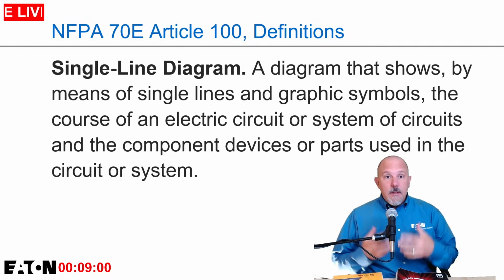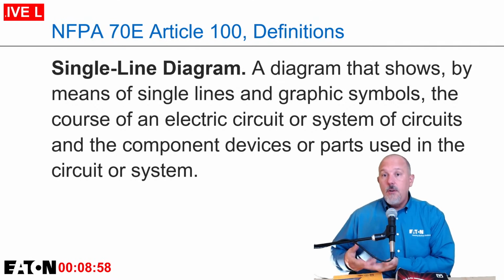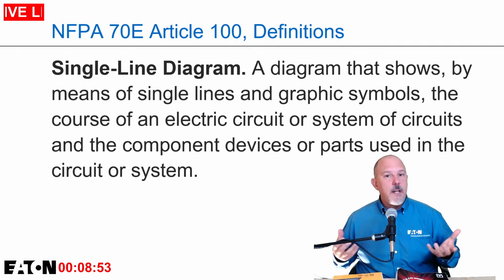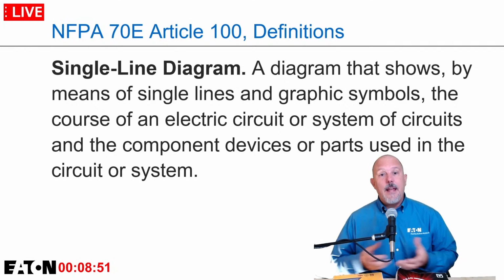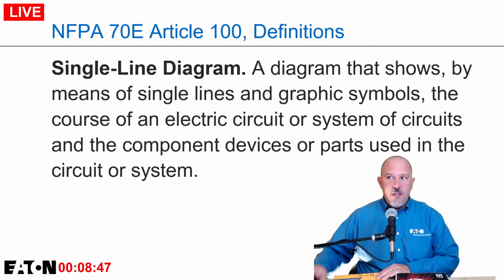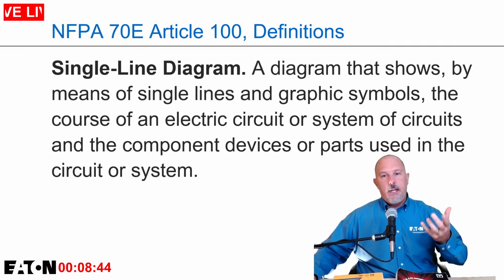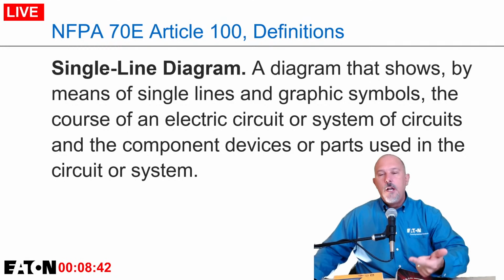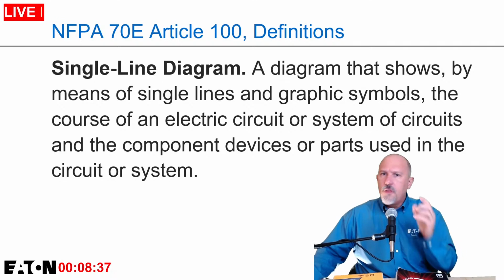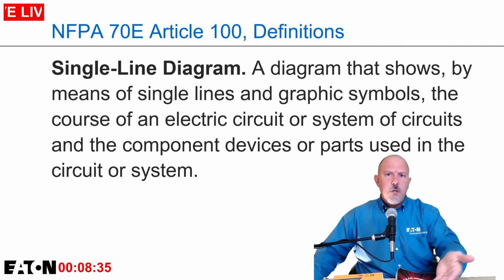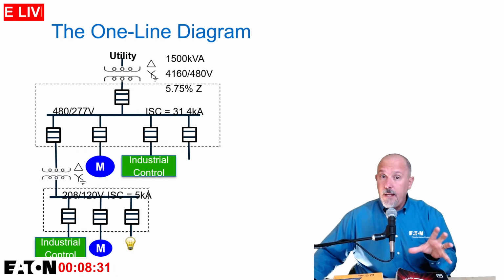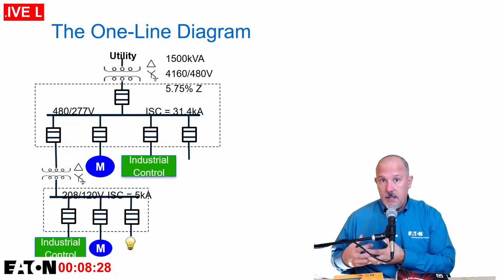All right, so single line diagram is defined in the National Electrical Code as a diagram that shows by means of single lines and graphic symbols the course of an electric circuit or system of circuits and the component devices or parts used in those systems. So you're going to see things on the one-line diagram like your transformers, your conductors, your big hitters. You're not going to see every terminal block or things of that nature. You're going to see panel boards, switchboards, all of your electrical distribution equipment. You will see, hopefully, details about those items.